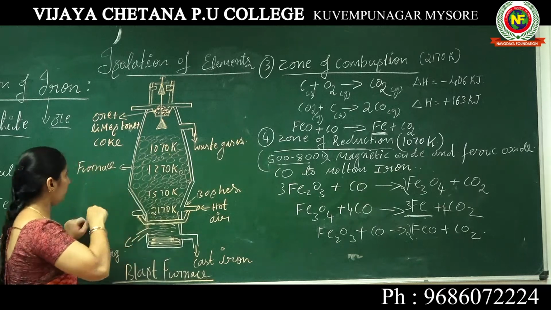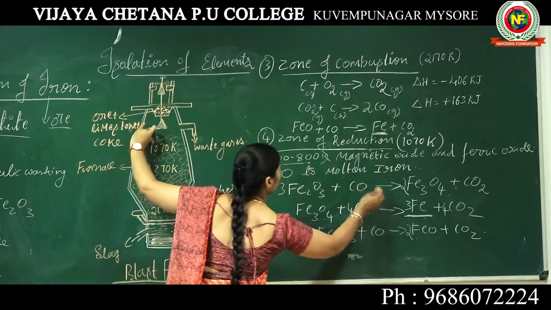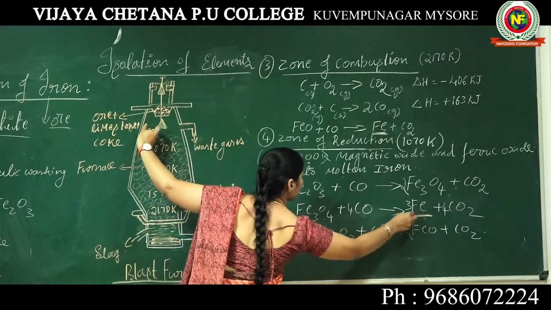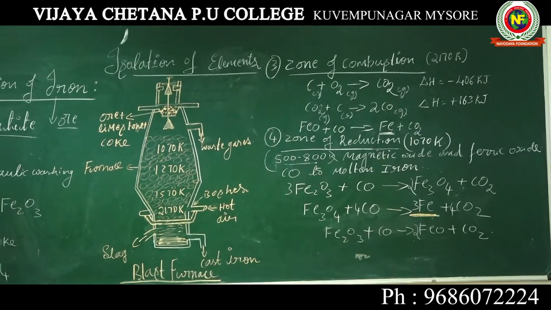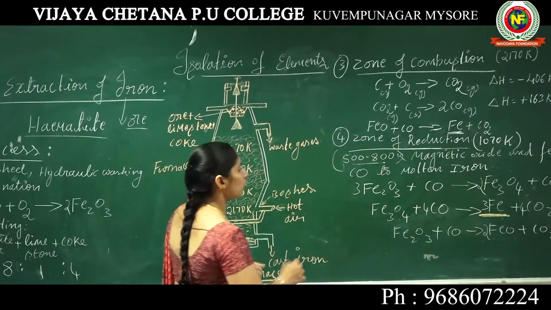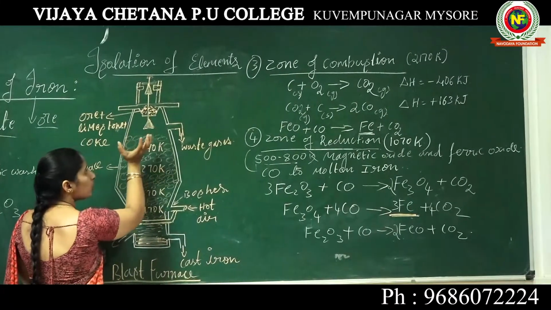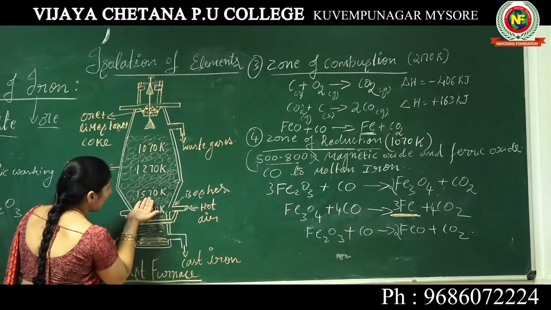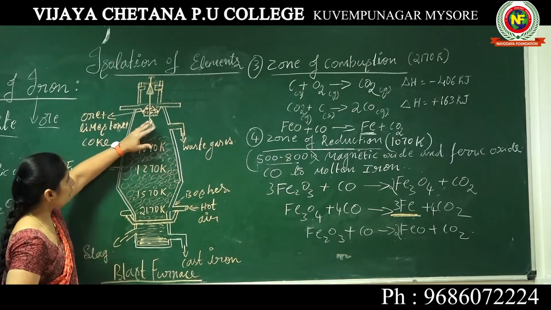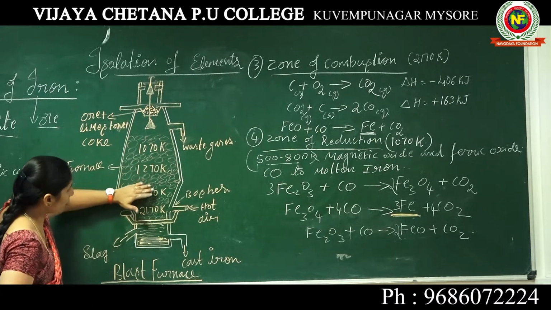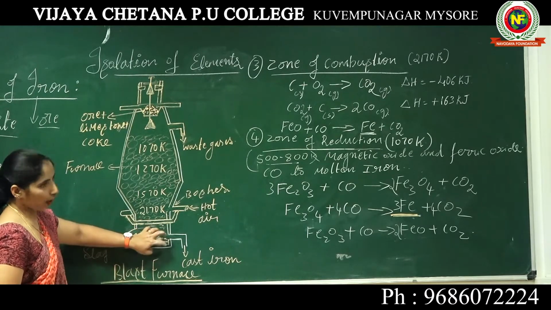Next, this molten iron we get from the zone of reduction, we will get it here at the top. This iron is very spongy. It will move down and settle at the bottom of the furnace. It will melt and settle at the bottom of the furnace.